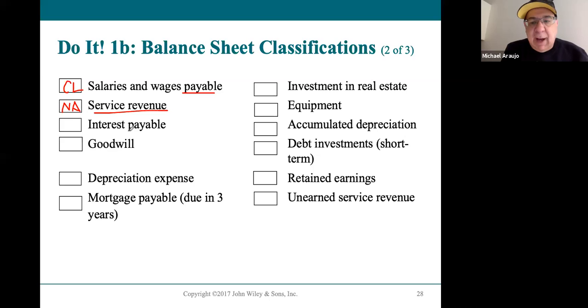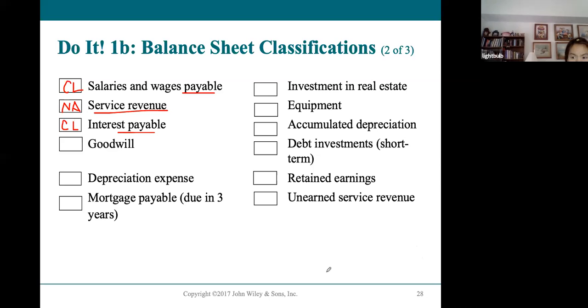Eva, how about you for interest payable? What do you think? Current liabilities. Yeah, so interest payable, these are, again, interest that's already been expensed because they owe it soon. And that's going to be a current liability. Nice job.